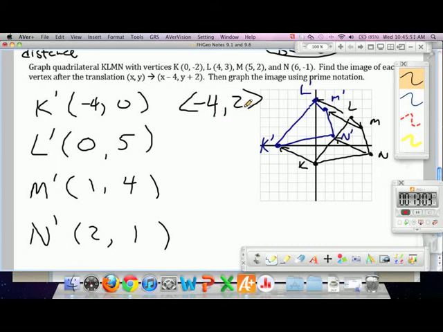Which is exactly the same as the transformation rule that we had here. So another way to write a translation rule is as what's called a vector form. And it tells you, take each one of those points and go left 4, up 2. It's the same way. Let's do the vector rule.